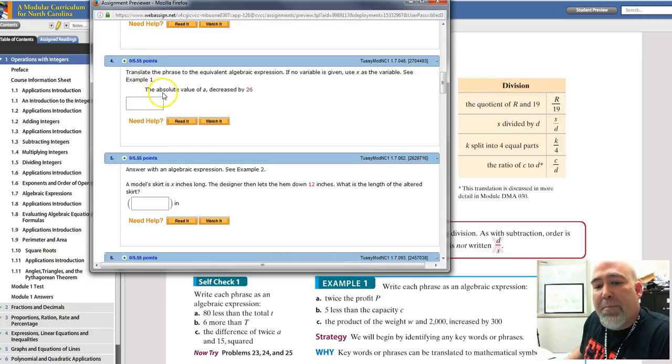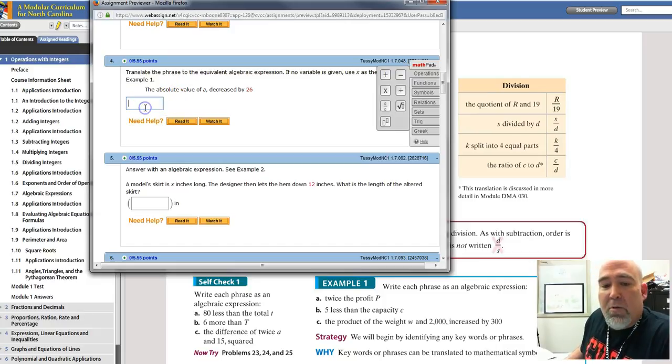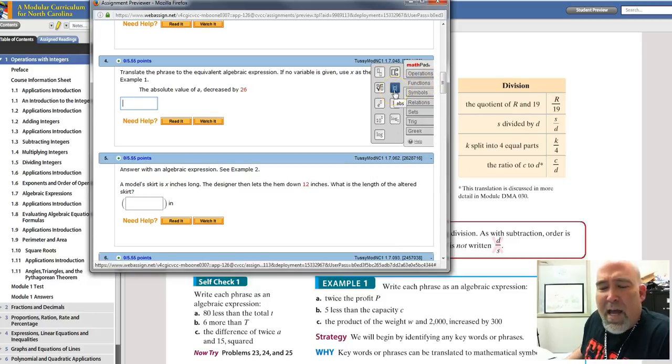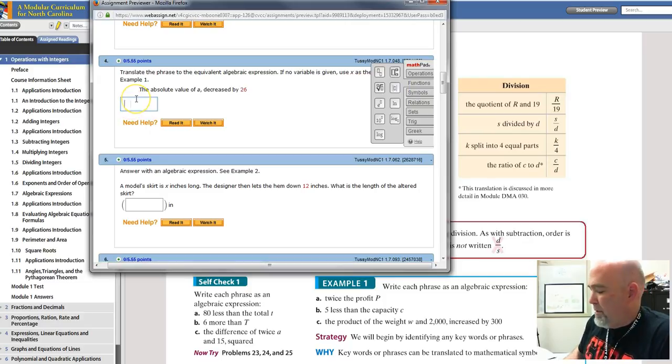Another one is 4. So we're talking about the absolute value of a. And so we're going to have to know how to write that. And so let's bring this over. And so when I'm looking at functions, I can see that absolute value. So then I could type in the absolute value of a, and then it's decreased by, so that means subtraction. So minus the 16. Oh, 26, sorry. Maybe yours will be 16.